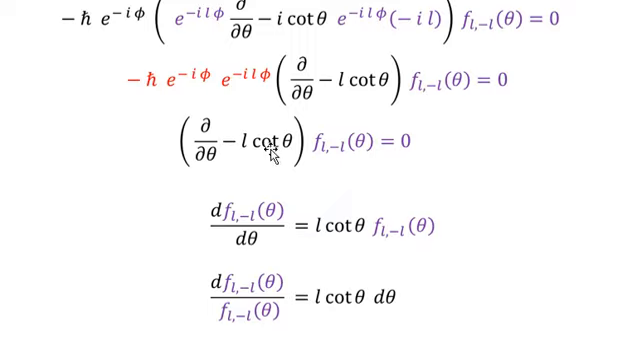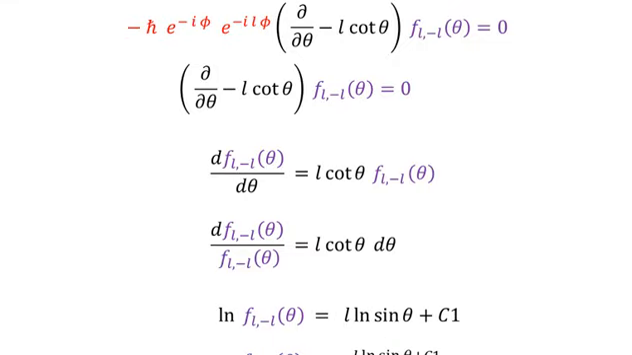So you can write this equation now in exact differential form, and you have df over d theta is equal to L cot theta times f. And now you can move the common variables to one side. So you have df over f is equal to L cot theta d theta.